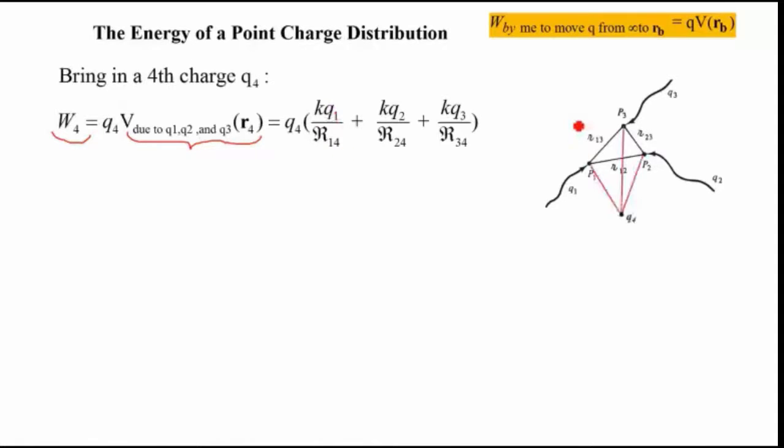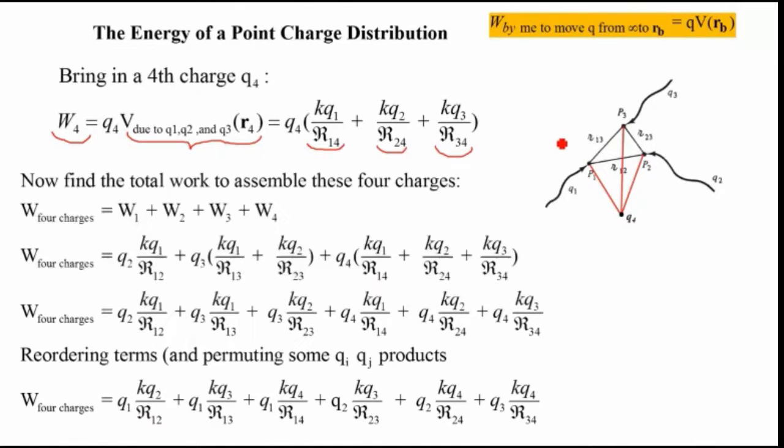If we go over here and look at the position of Q4 relative to the three other charges, then we have these funny R's, which I didn't mark, between P1, P3, and P2, and the position of Q4. So what are those? Well, I just represent them as funny R's: 1,4; 2,4; 3,4. So we end up then with the three terms in the potential of the other charges at the point corresponding to where Q4 is. Now we want to do the total work, so we add these up.